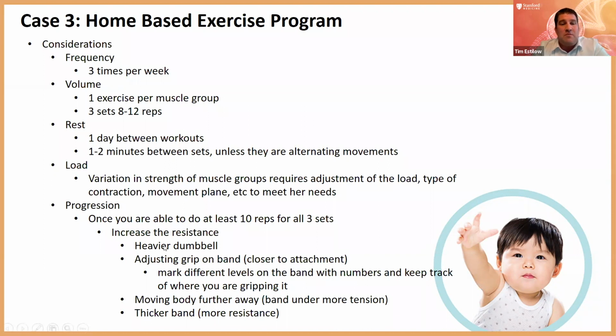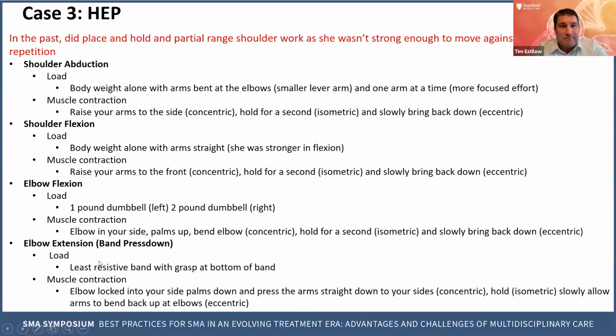So progression, how can you progress it? I talk about these: heavier weight, different grips, thicker bands. So for her, in the past with shoulder weakness, we did some place and hold exercises where we would place the arm in abduction. She would work on an isometric hold for a second or two, and then an eccentric, controlling it down. Once she began her Spinraza treatment and her home exercise program continued, we were able to go to some body weight exercises with the shoulder.